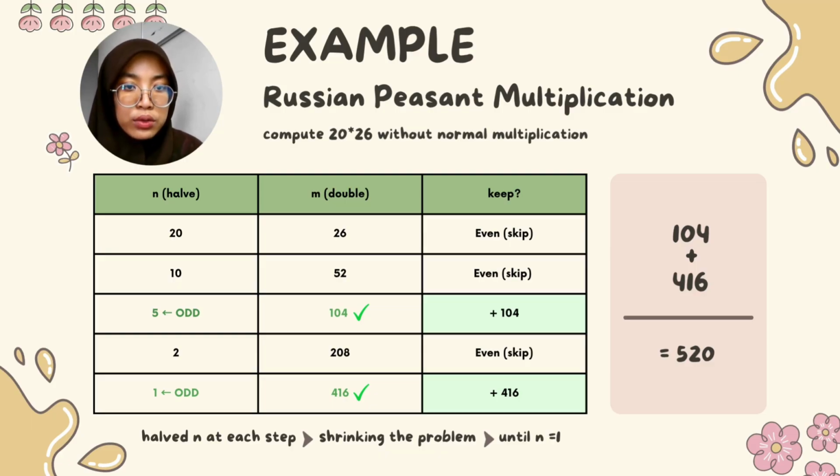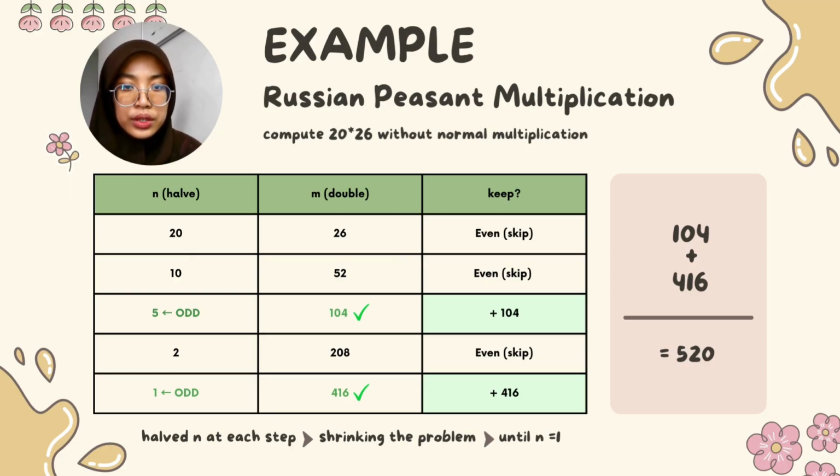So, when we look at the table, when n is 5, which is odd, we keep 104. When n is 1, which is also odd, we keep 416. But the rest we skip. Then we just add those kept values, which is 104 plus 416 equals 520. And that's exactly 20 times 26.